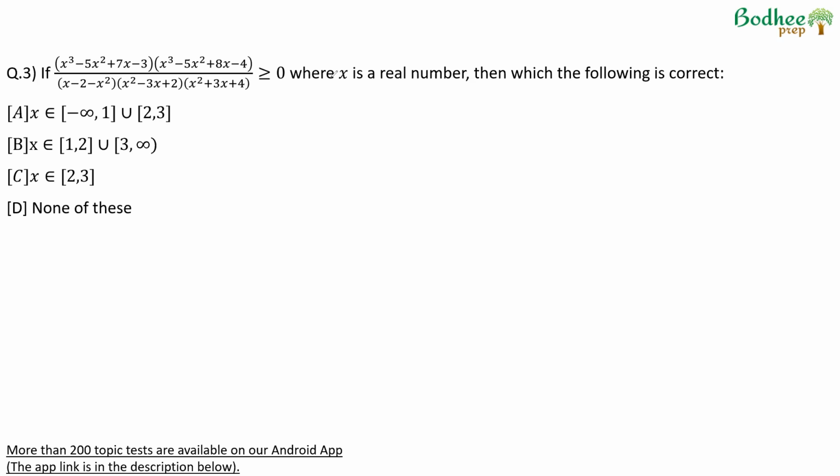B square minus, where x is a real number, which of the following is correct? First, let us look at the quadratics. Here we can put values also for x. For example, if you put x as 0, minus 3 minus 4, 12 upon minus 2, 2 and 4. We'll get a negative value. So 0 should not be in the range. From there, we can cancel the solution.